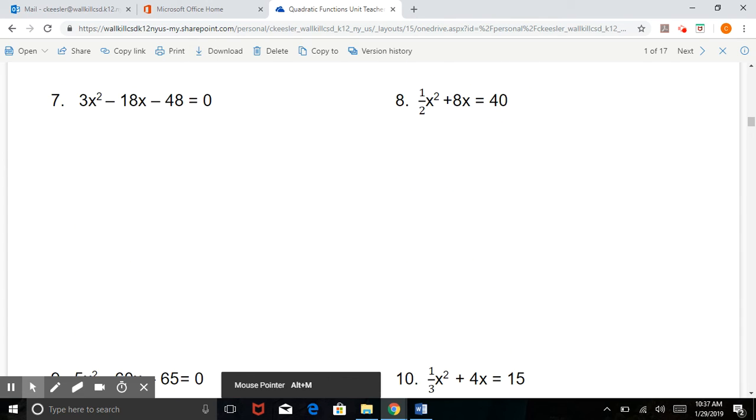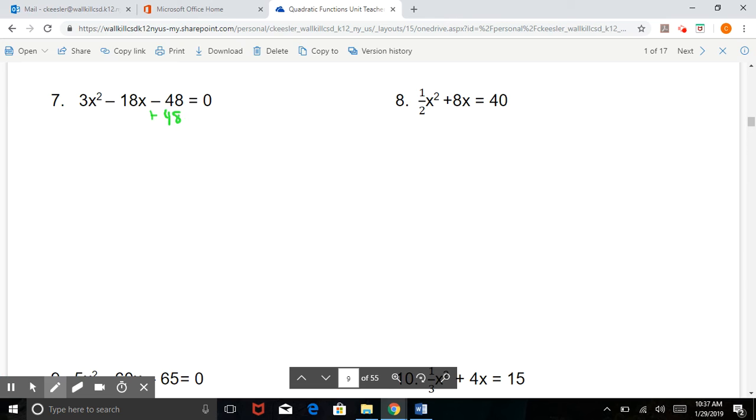Okay, so in number 7, we have a value outside of the x squared term as well that we're going to have to worry about factoring out. We're going to start by setting it equal to 48, so we add 48 to both sides, which gives us 3x squared minus 18x equals 48. Then we're going to factor out the 3. 3 times x squared minus 6x equals 48.